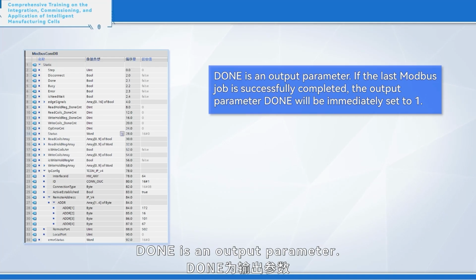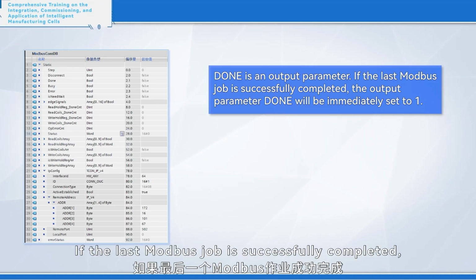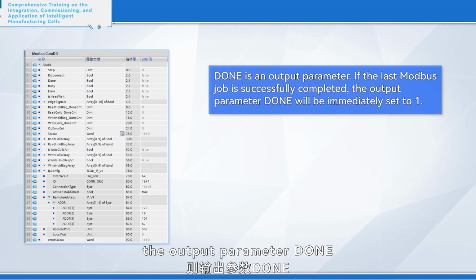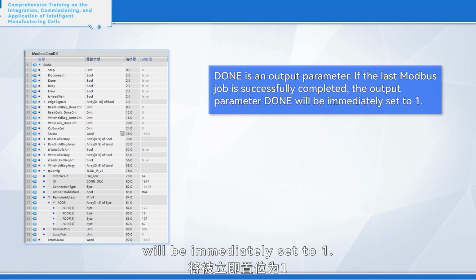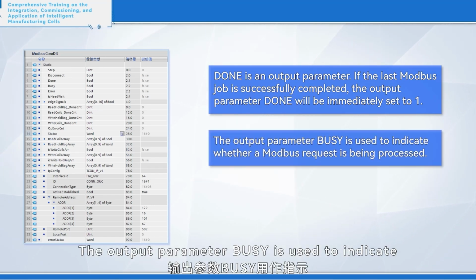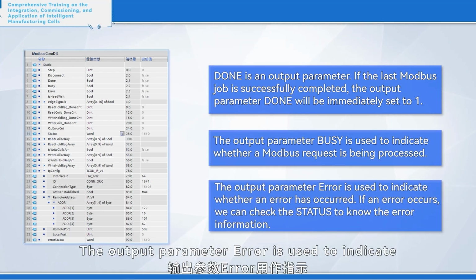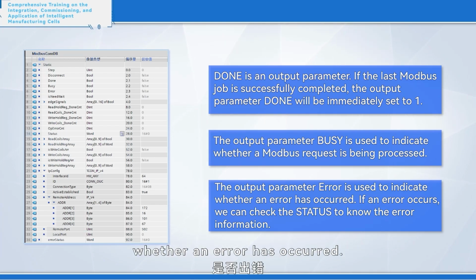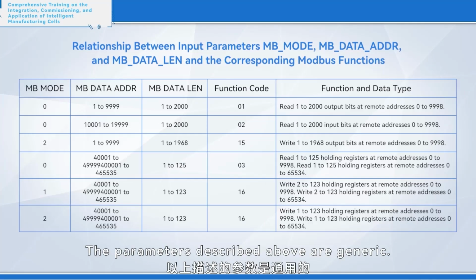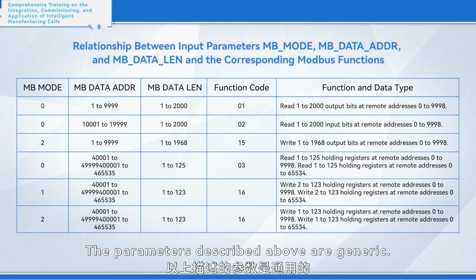Done is an output parameter. If the last Modbus job is successfully completed, the output parameter done will be immediately set to 1. The output parameter busy is used to indicate whether a Modbus request is being processed. The output parameter error is used to indicate whether an error has occurred. If an error occurs, we can check the status to know the error information. The parameters described above are generic.